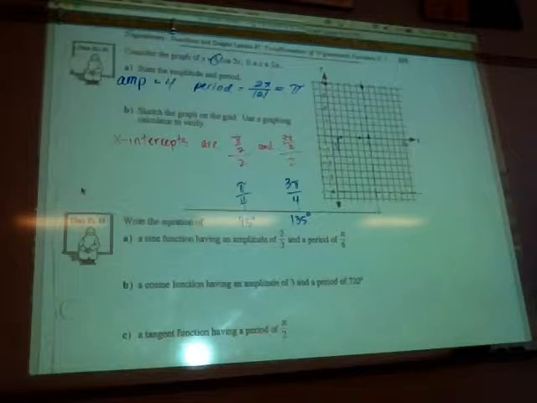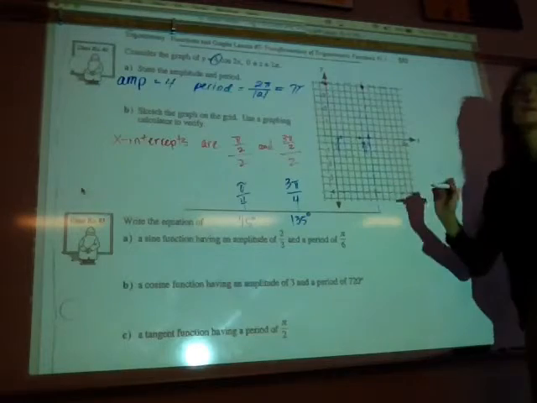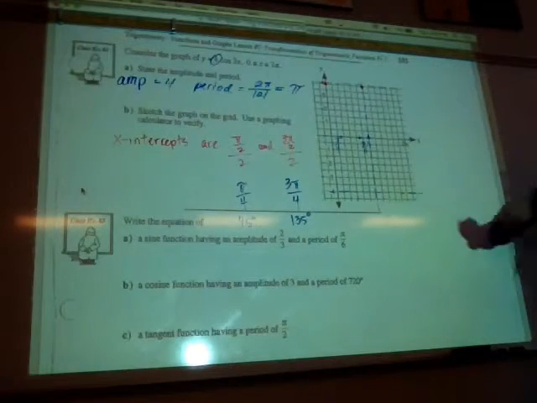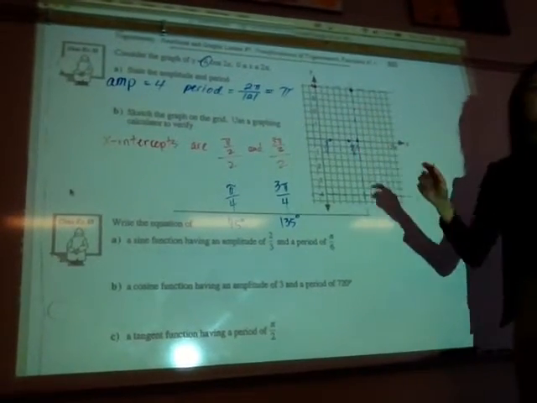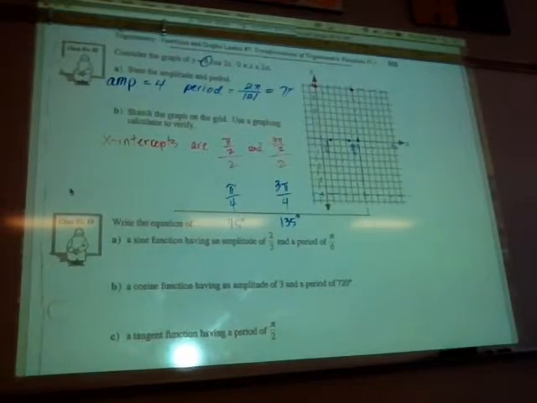Okay, there's one more key point that I need to map out. And what is that? I have my 2 maximums, I have my 2 x-intercepts. What am I missing? The minimum, very good. So let's look at where our old minimum was. It was at pi, or 180 degrees.